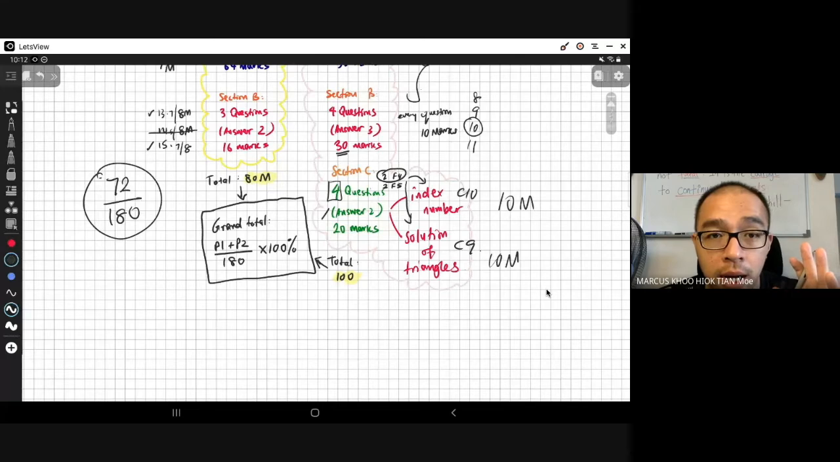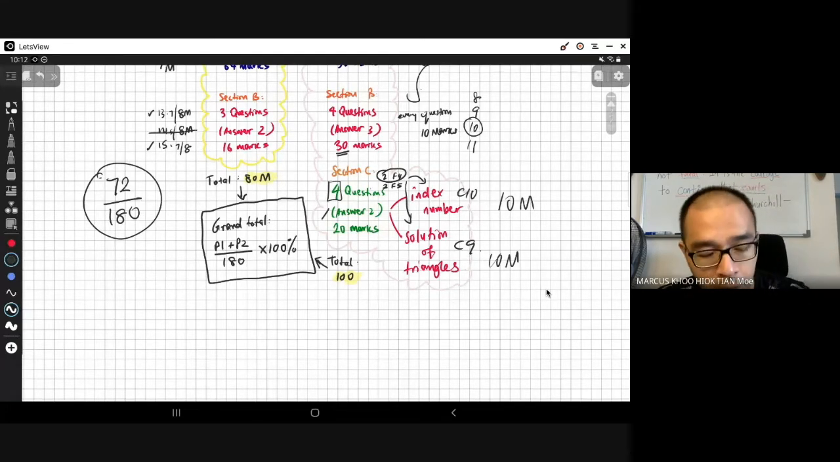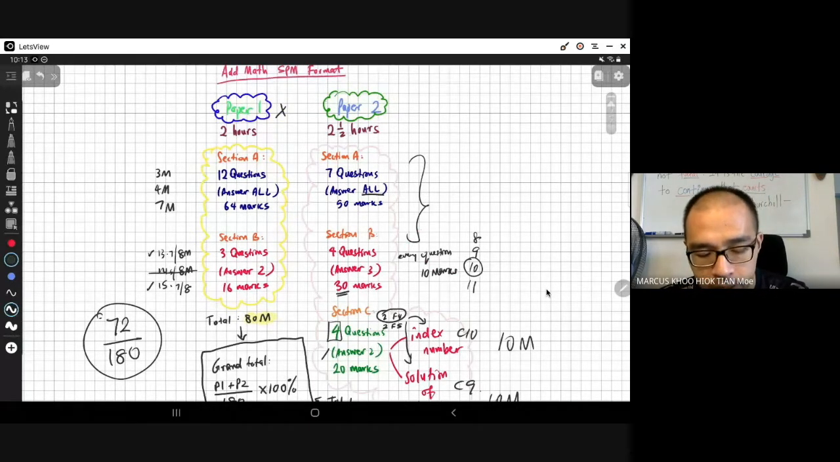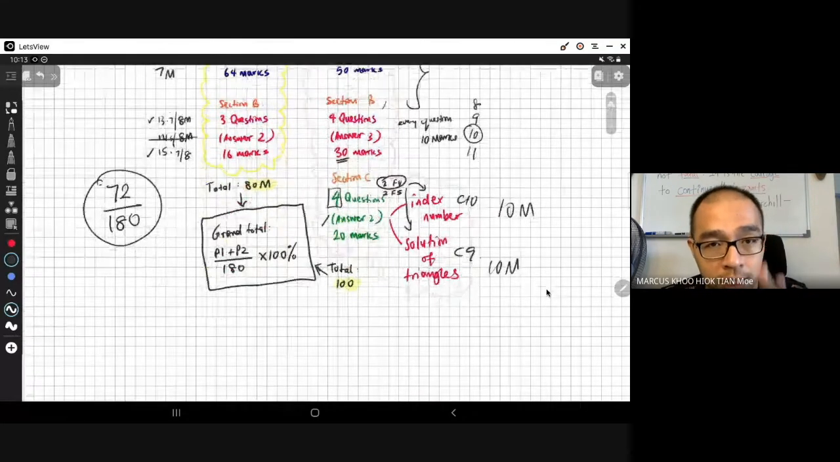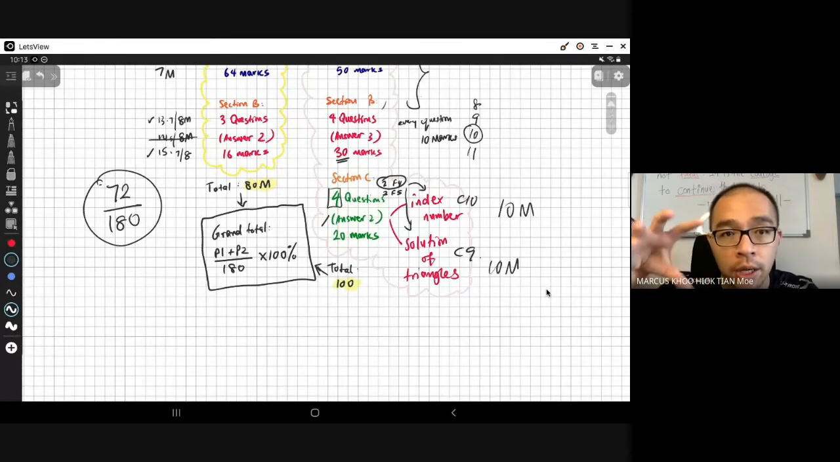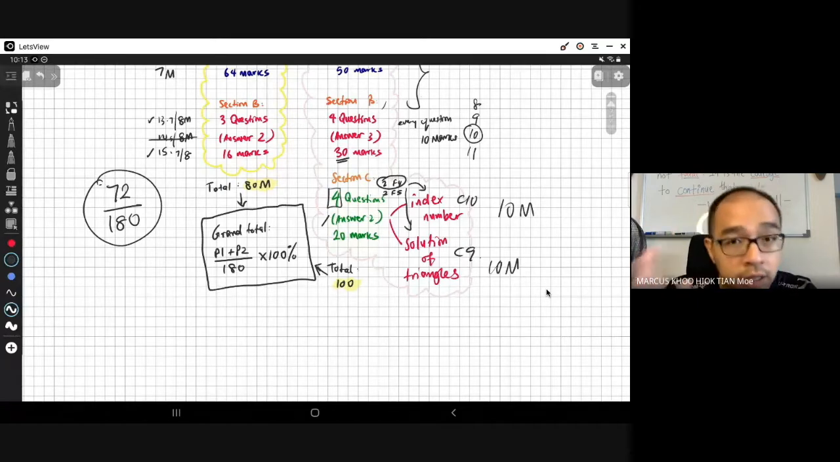So I want you to take note that these 2 chapters do not come out in paper 1 at all, and in paper 2, section A and section B definitely not. It will only come out in section C in paper 2. And it's a good thing. So I will say, answer that question first, because that's the one that you definitely know will come out.